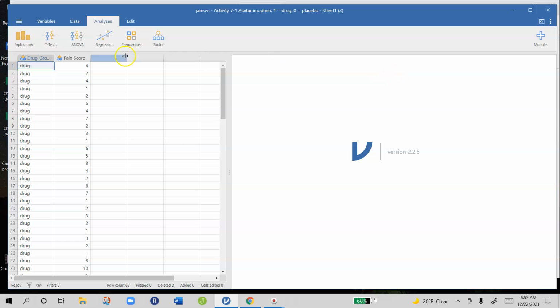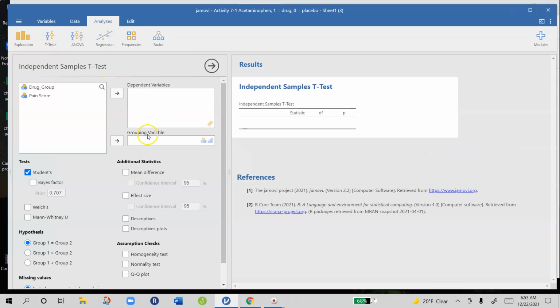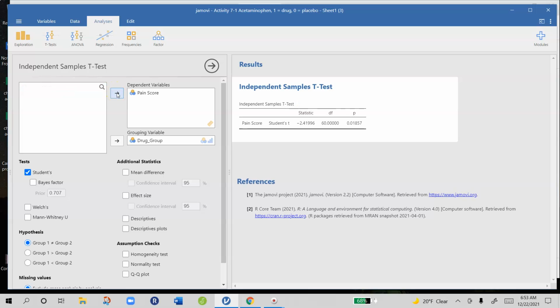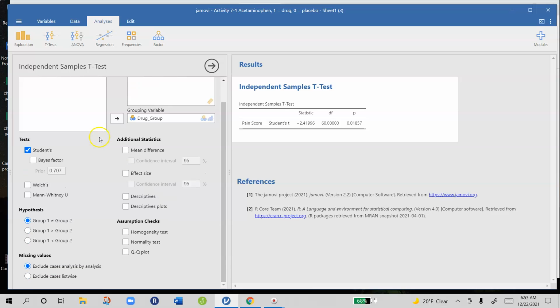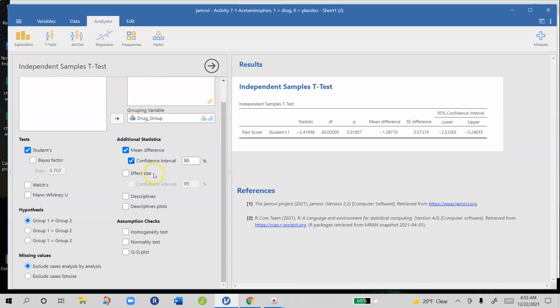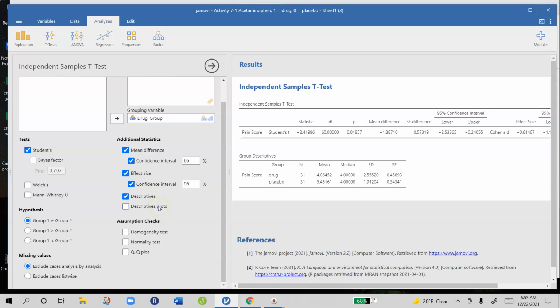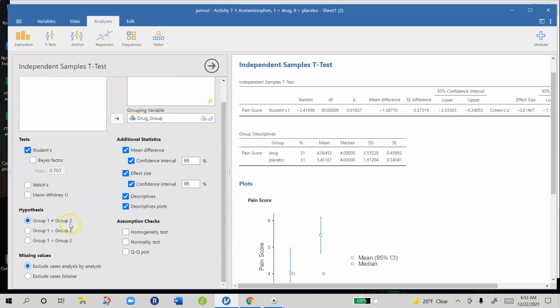Okay. So we're going to do an independent measures t-test by clicking on the t-test menu and clicking on independent samples t-test. Now our grouping variable is which group they were in. This is our independent variable, our grouping variable. And then we're looking at their social pain scores as our dependent variable. Okay. So we're going to need to know the mean difference with confidence intervals, an effect size with confidence intervals, descriptives and descriptive plots, and we're going to be doing a two-tailed test, so we're leaving the hypothesis as two-tailed here.